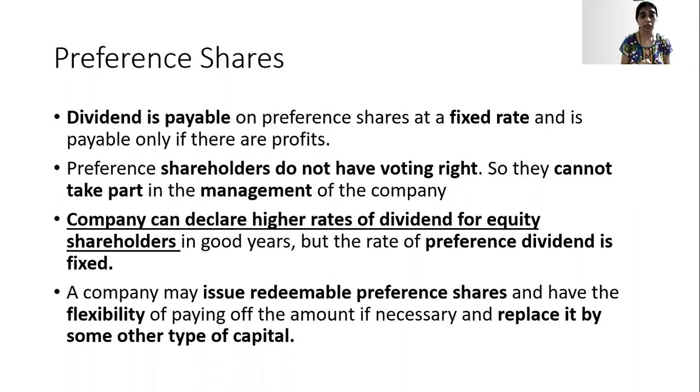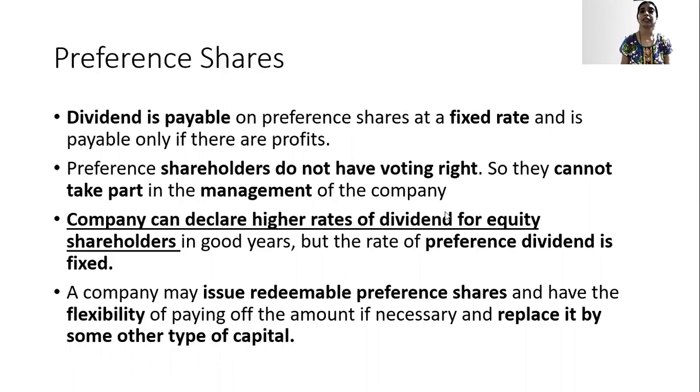If this year the company is not able to give a dividend, what will happen? It will accumulate and get paid in the next year whenever the company makes a profit. Then, preference shareholders don't have any voting right. Equity shareholders have a voting right. Preference shareholders don't. They cannot take part in the management decision-making process.